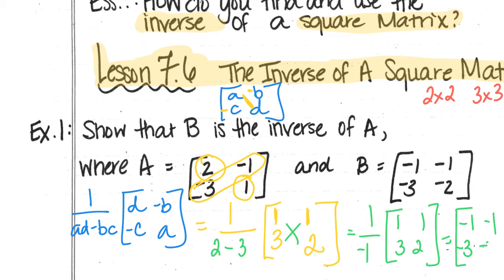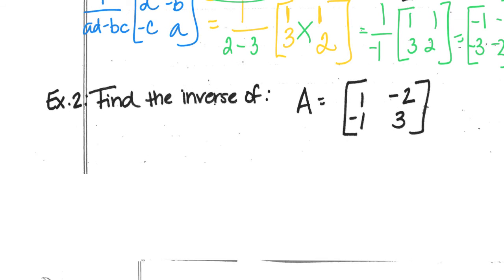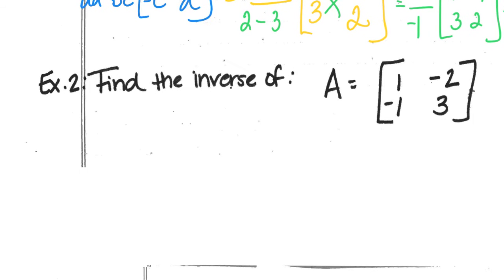and my answer becomes negative 1, negative 1, negative 3, negative 2. Well, hey, look, that is my B. I started with A, and the inverse of A is equal to B. Now, there's a million ways to do this, so I'm going to go over this one more time, the inverse of this one, and we're going to call it a day.